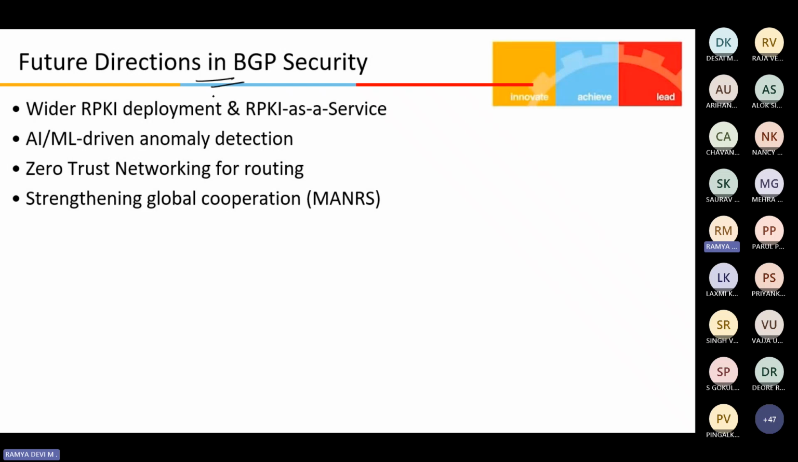So, future directions in BGP security: wider RPKI deployment and RPKI as a service are required, and also AI/ML driven anomaly detection. We have to monitor. We can detect unusual routing patterns in real time with the help of AI/ML, and also a zero trust approach.